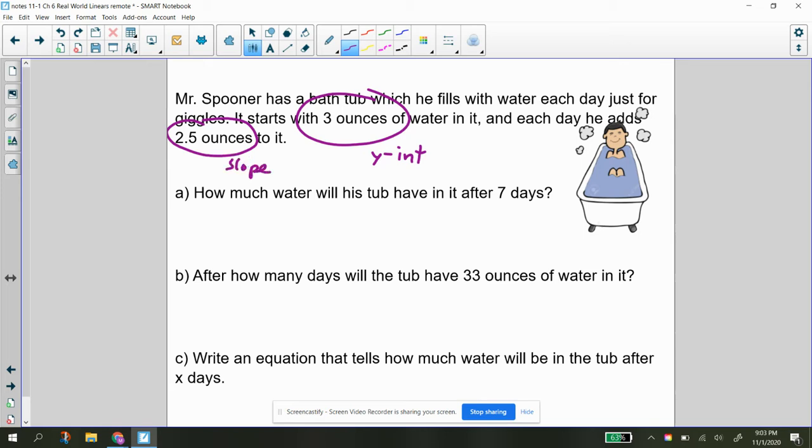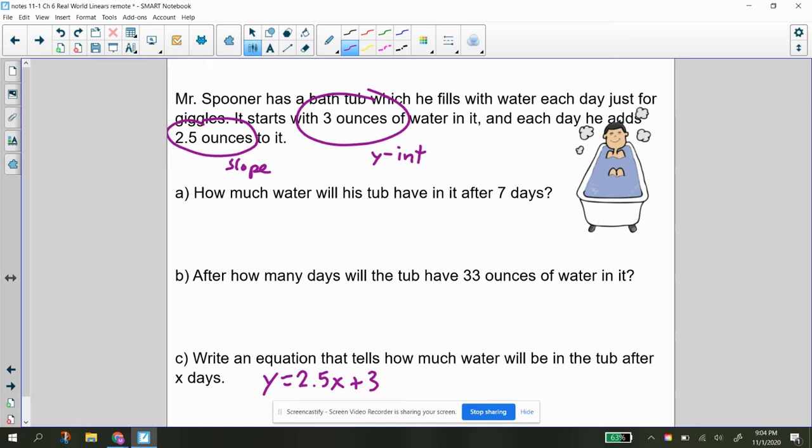So the way I did it here is I actually asked some questions, but I might even skip down to C here because this was pretty easy to grab and turn this into y equals mx plus b. So write an equation that tells how much water will be in the tub after x days. I'm just going to say y equals 2.5x plus 3. 2.5 is how much water I'm adding each day. X is the number of days. 3 is what I start with.